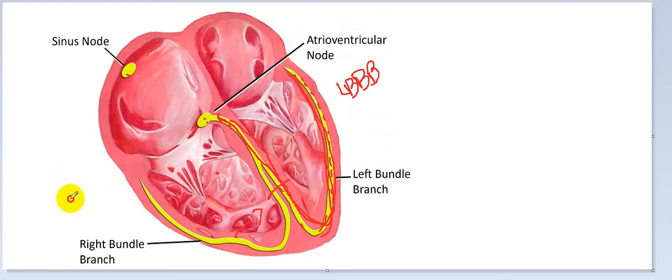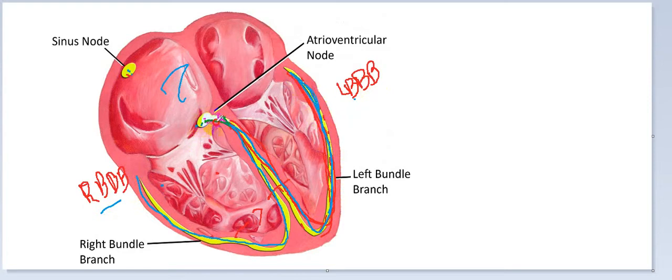And then in right bundle branch block, the same thing is happening, but just opposite. The right side is completely blocked off and it's not working. The right bundle branch is not working. So the impulse comes from the SA node through the atrium to the AV node, then it goes through the intact left side. The left side is working, and the right bundle branch, just like it says, has a block.